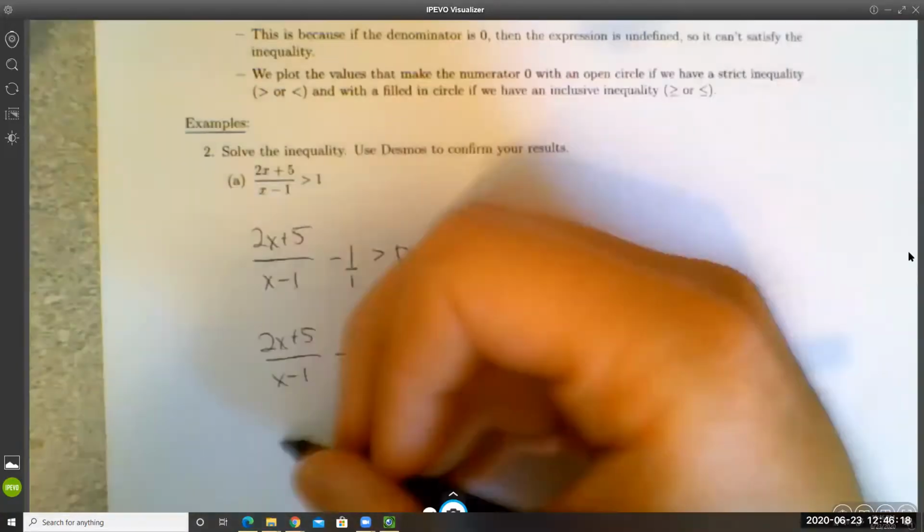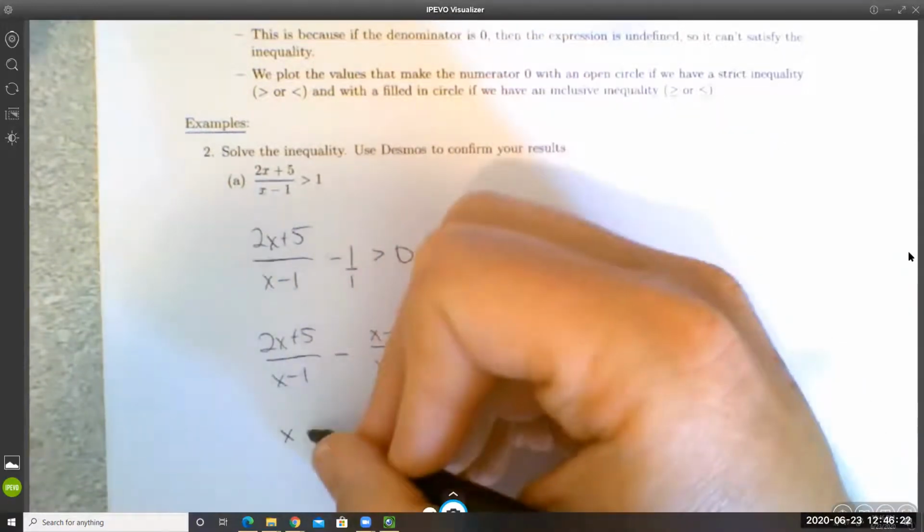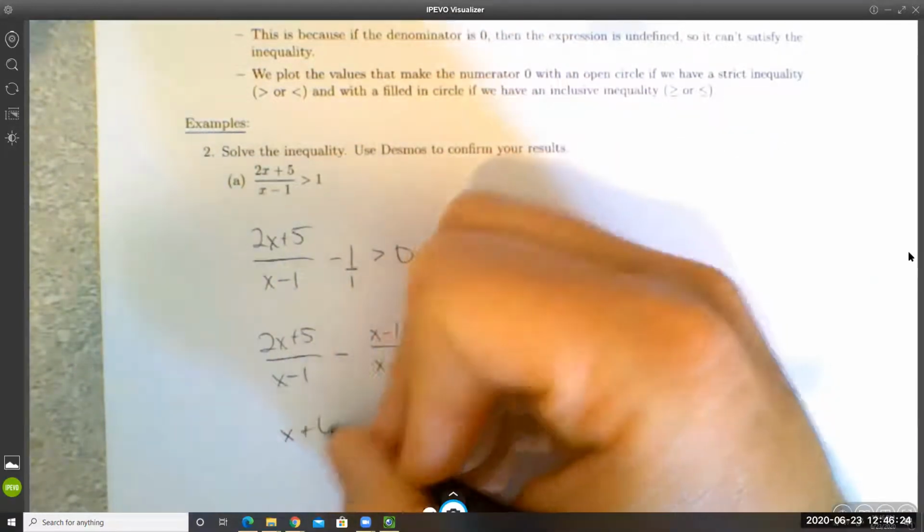And then I can add the numerators, right? 2x minus x is x. 5 minus negative 1 is the same as 5 plus 1, so that's 6.